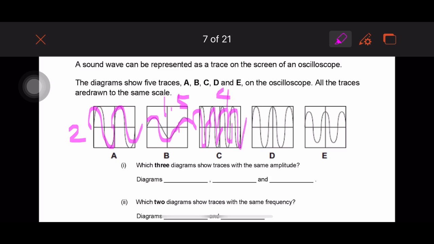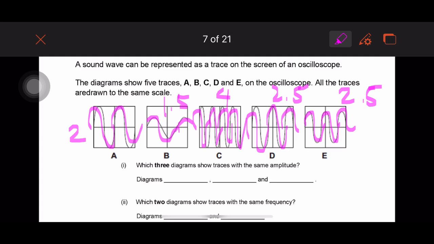This is 4 hertz. How about this one? 1, 2 and a half, 2.5 hertz. And how about this? 1, 2 and a half, also 2.5. So if the question is which ones have the same frequency, then you would already know what the answer is.